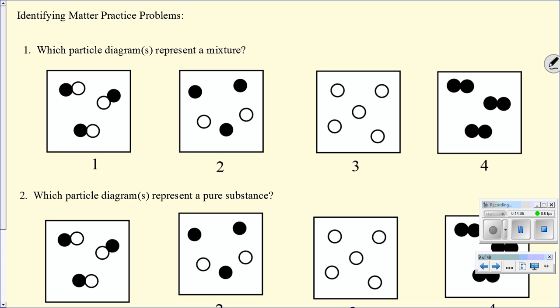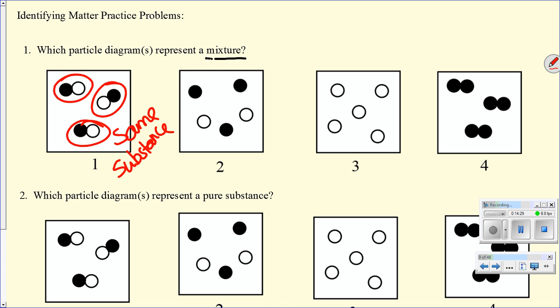So one of the things that we're going to be working on doing is identifying samples of matter. So we're going to wrap up with looking at a couple of these pictures. If we want to have a mixture, we have to have two different substances. So when you look at picture one, if you look at the individual groupings in here, they're all the same. That is indicative of a substance. If you look at picture number two, this group and this group are different from each other. They are not attached. So that is a mixture. It's a mixture of two elements.